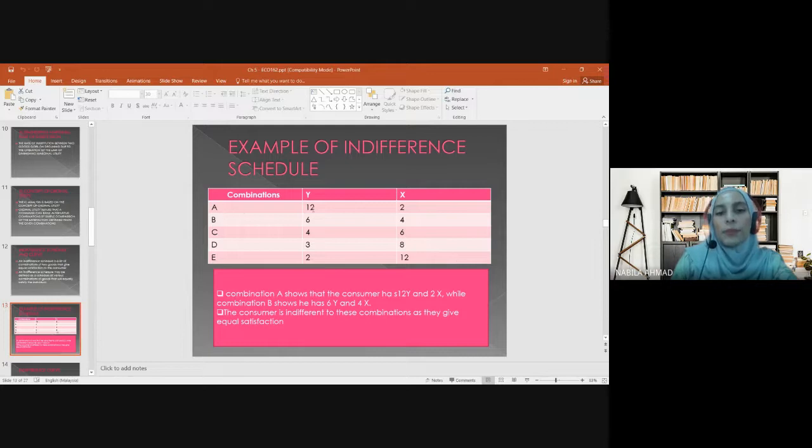So kalau combination A, consumer will consume 12Y, 2X. Combination B, they will consume 6Y, 4X. Combination C, 4Y and 6X will be consumed. Combination D, 3Y and 8X will be consumed. Combination E, 2Y and 12X will be consumed. Okay, so ini adalah dia punya indifference schedule. So tak kisahlah kita nak consume mana-mana pun, A, B, C, D, E, tak kisah combination mana pun, kesemua combination ini akan memberikan kepuasan yang sama.